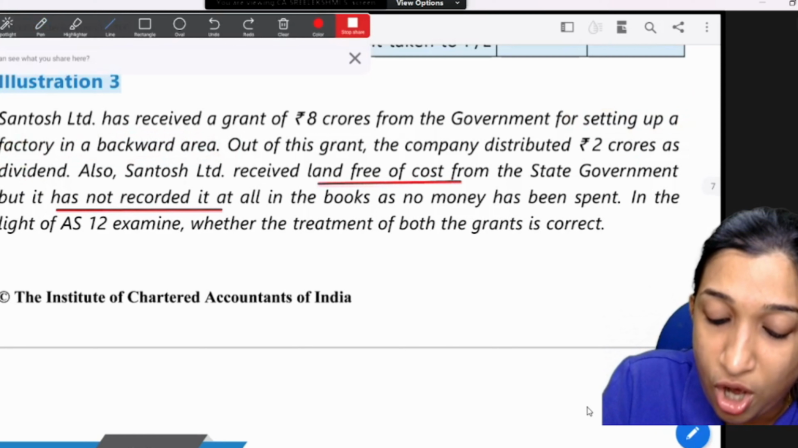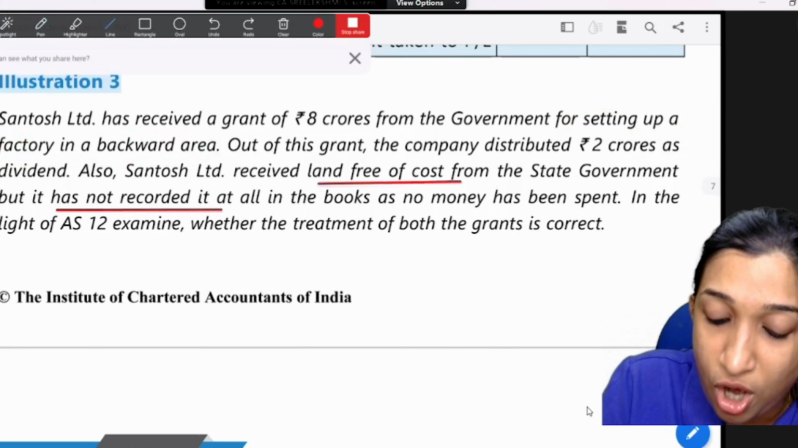If the grant is to acquire a non-depreciable asset or promoter's contribution, the grant should be credited to capital reserve. Study now. Grant is received for a non-depreciable asset. See, grant is received for acquiring a land. Only one non-depreciable asset, right? You have studied PP. Non-depreciable asset is land. So, grant is received to acquire land.